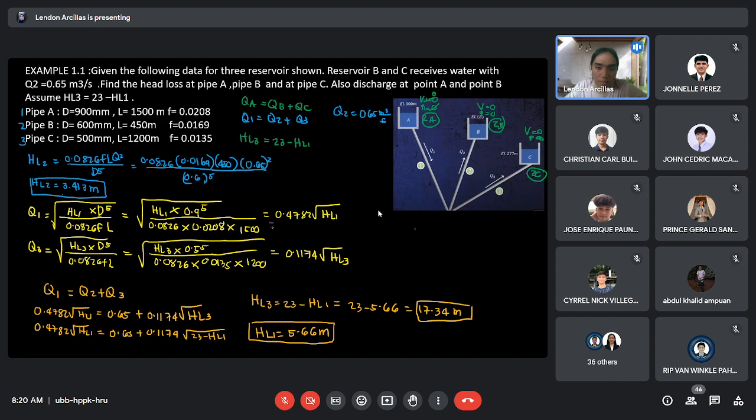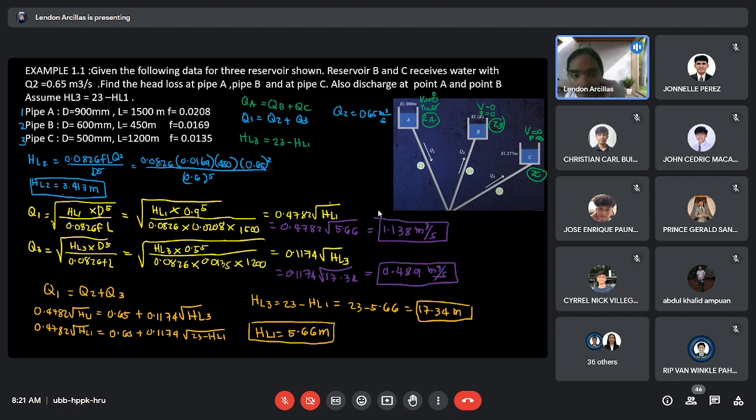So 0.4782 times square root of HL1, which is 5.66. You'll get the Q1, which is 1.138 meter cube per second. And this is 0.1174 square root of HL3, that is 17.34, equal to 0.489 meter cube per second. Okay.